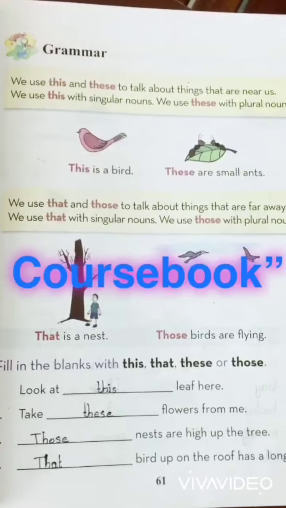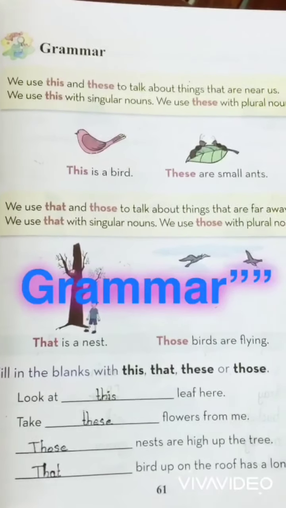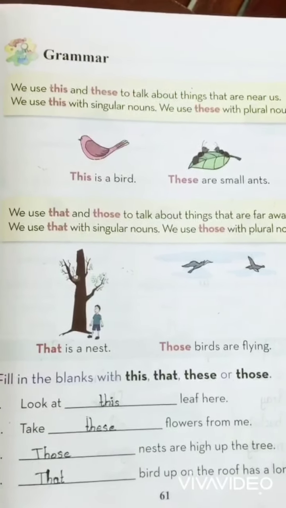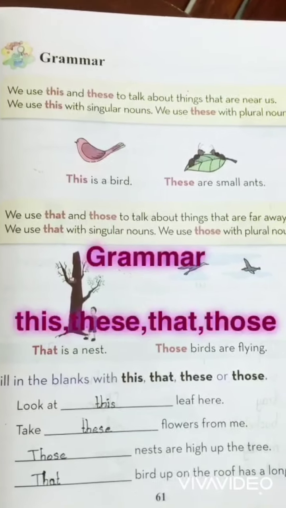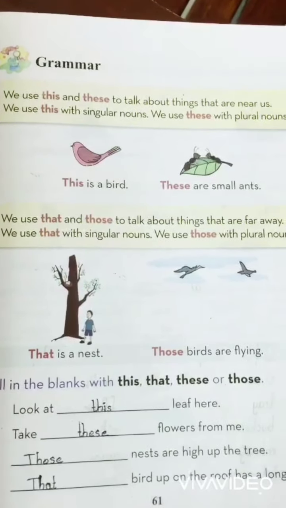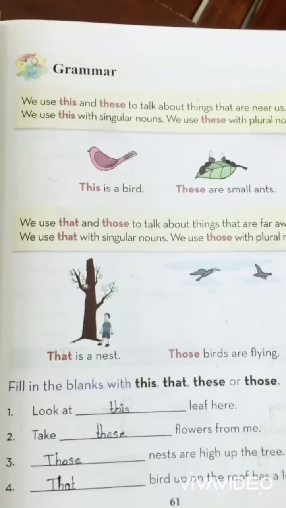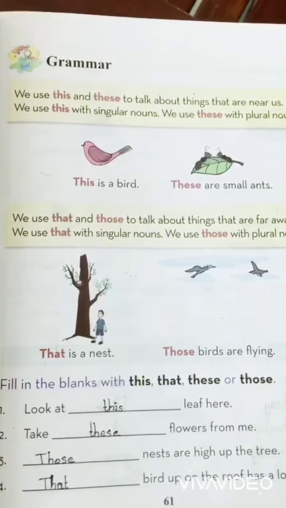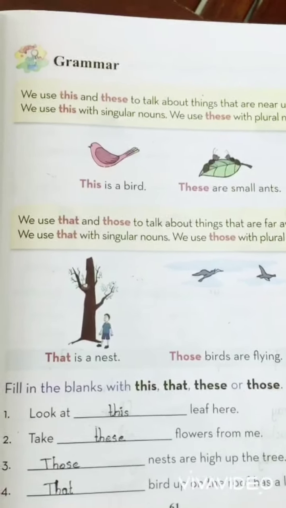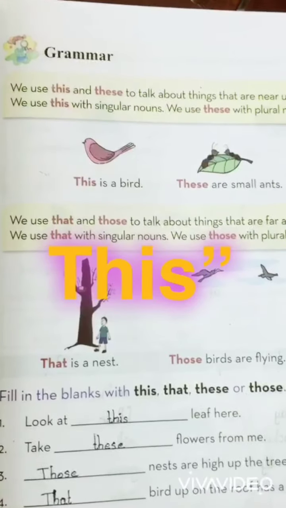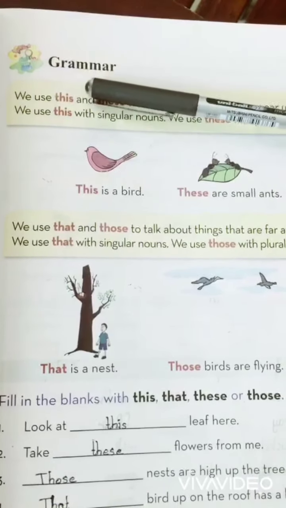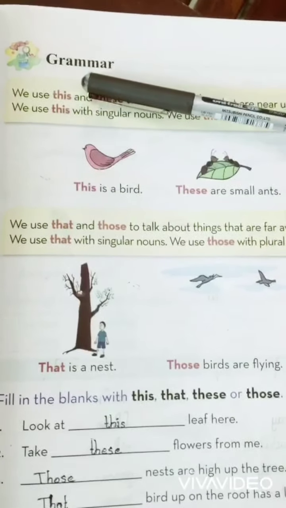Today we are going to do course book of unit 6. This is a bird. The topic is grammar and today we will learn about the grammar words this, that, those. So students, this is compulsory to know about the use of these words. Whenever we talk about the word this, that means we are talking about a single object, single thing, one thing.